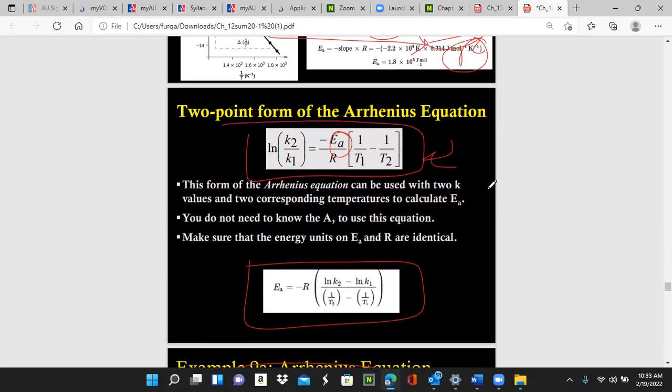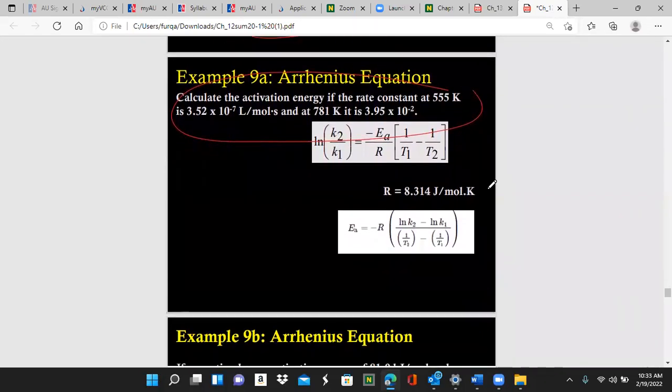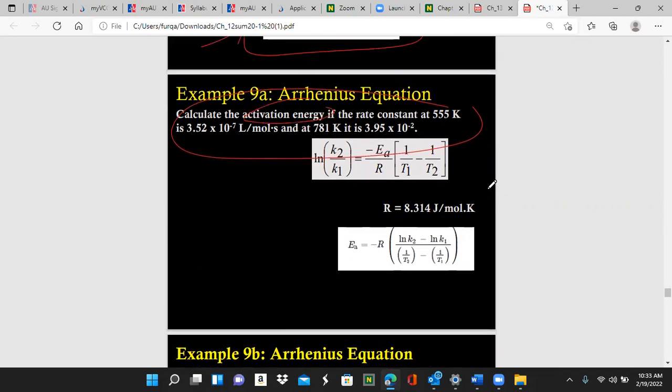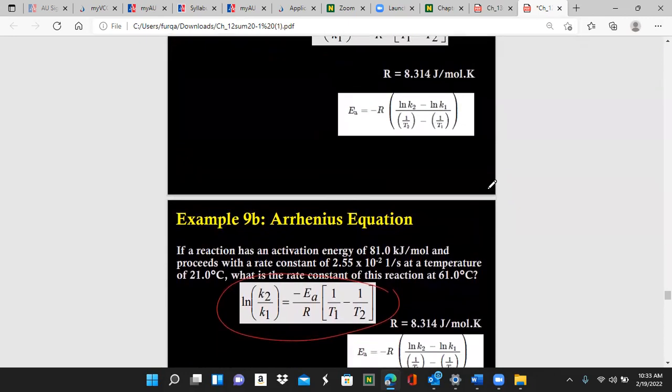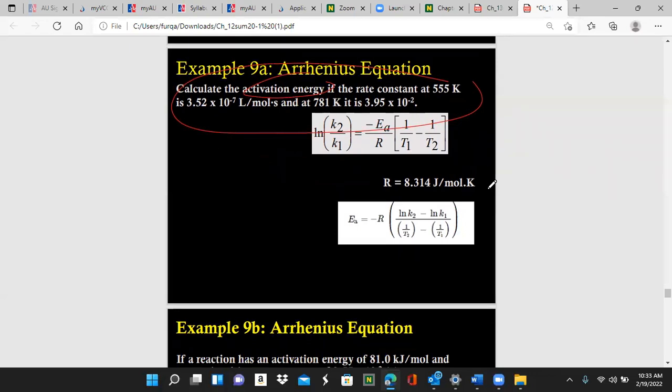So you can use the same equation, or you can use the rearrangement to find the activation energy. In this question, it says calculate the activation energy. The rate constant at 555 Kelvin is 3.5 times 10 to the power 7 liter per mole per second, which is molarity. So two rate constants and two temperatures are given to you, asking for the activation energy. I think we covered it last week. That's how you can do it; all you need to know is that R is in joules.